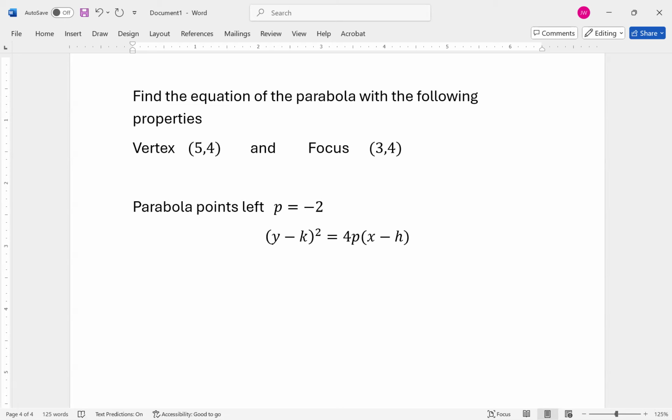Now that I know my vertex is, I'm sorry, not 5, -4, it's 5, 4, I can plug in the h and the k. So I'm going to get (y minus 4) quantity squared equals 4p times (x minus 5). That's coming from the vertex. The vertex is 5, 4. Now that I know p is -2, I can replace the p with a -2, and then -2 times 4 is a -8.